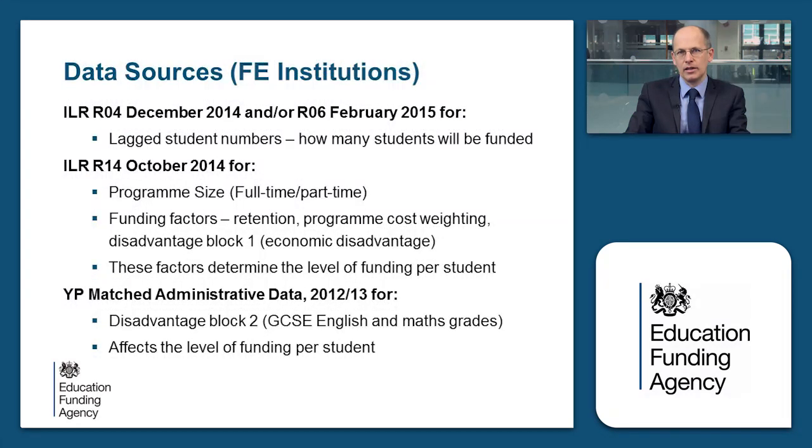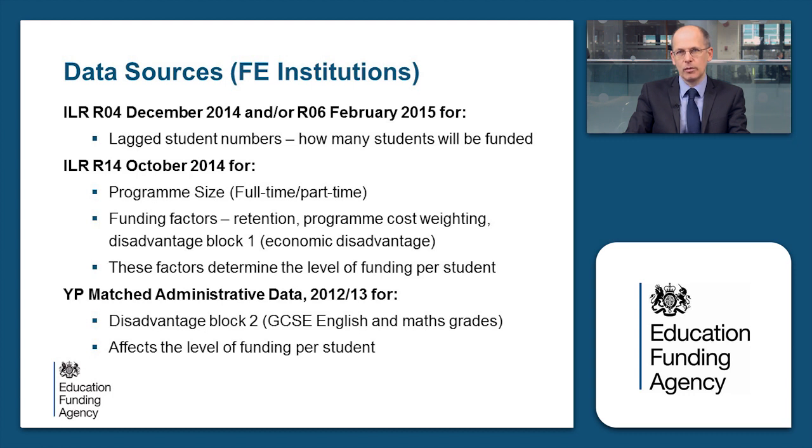For FE institutions, then, the data sources are set out on this slide. In most cases, your lagged student numbers will be based on the ILR R04 return from December. We will then use data on in-year recruitment patterns from last year to give the expected number of students for the whole year. We will review the FE data received in R04 against the R06 return received in February. Where there is a significant increase or decrease in student numbers, we may then revise the allocation accordingly. In those cases, this may result in a short delay in the issuing of allocations for the institutions concerned. For these institutions, the allocation will be made in early March.